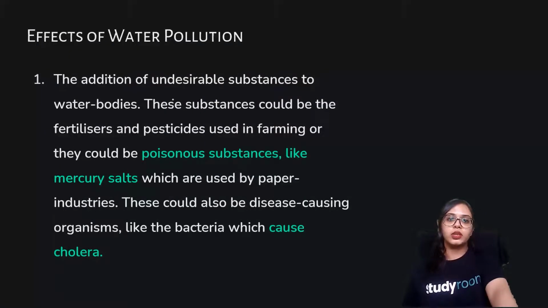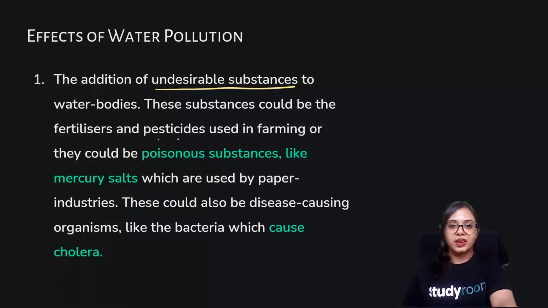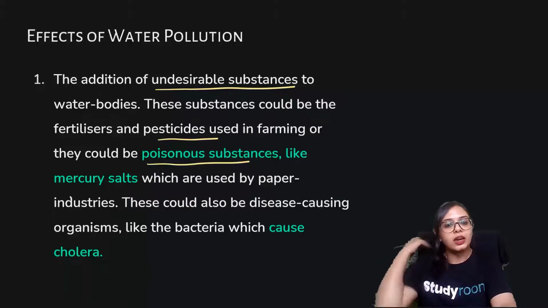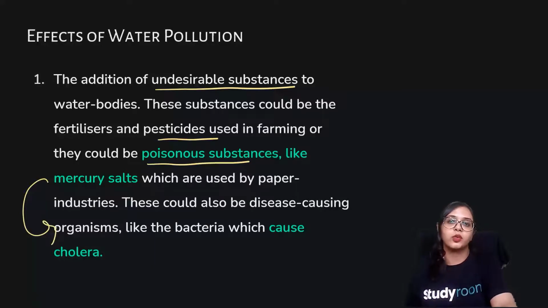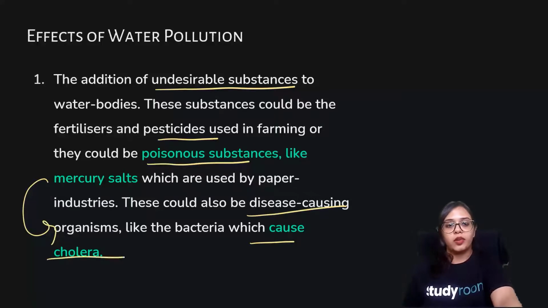Effects of water pollution: the undesirable substances include the pesticides that we use. These pesticides could contain poisonous substances such as mercury salts that are also used in the paper industries. When these mercury salts reach the water bodies, since they are being used as pesticides, they are going to reach the water bodies one way or another. When they do reach, they can cause disease by organisms, by bacteria, which cause even cholera.